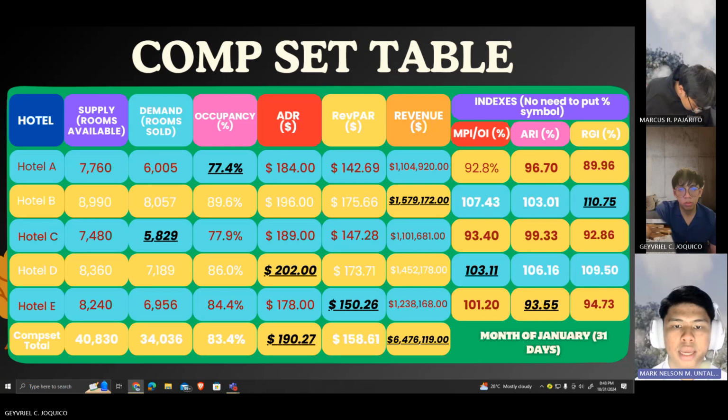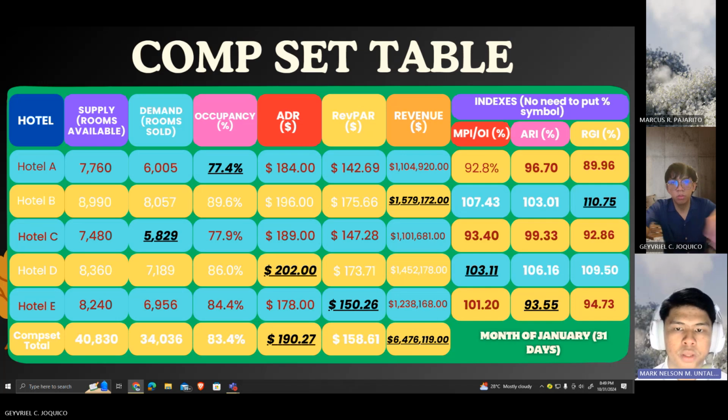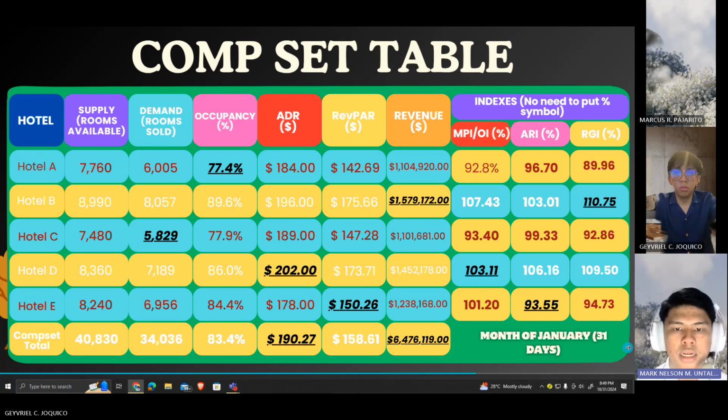The RevPAR for Hotel A is $142.69, while the RevPAR total is $158.61, then multiplied by 100. In this case, Hotel A has an RGI of 89.96%. As for number 17, the Hotel B RGI, the RevPAR for Hotel B is $175.66, while the RevPAR total is $158.61. Then multiplied by 100. In this case, Hotel B has an RGI of 110.75.